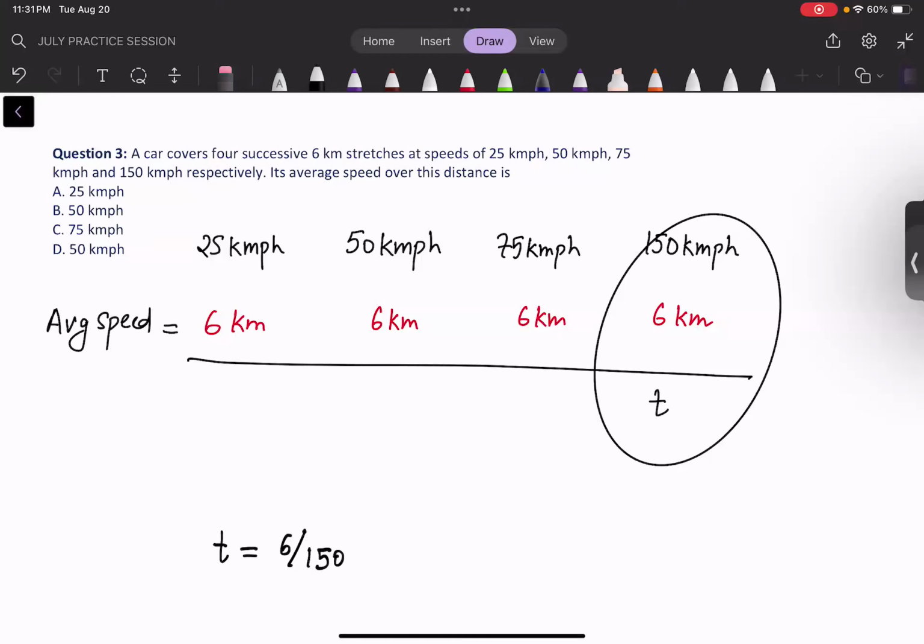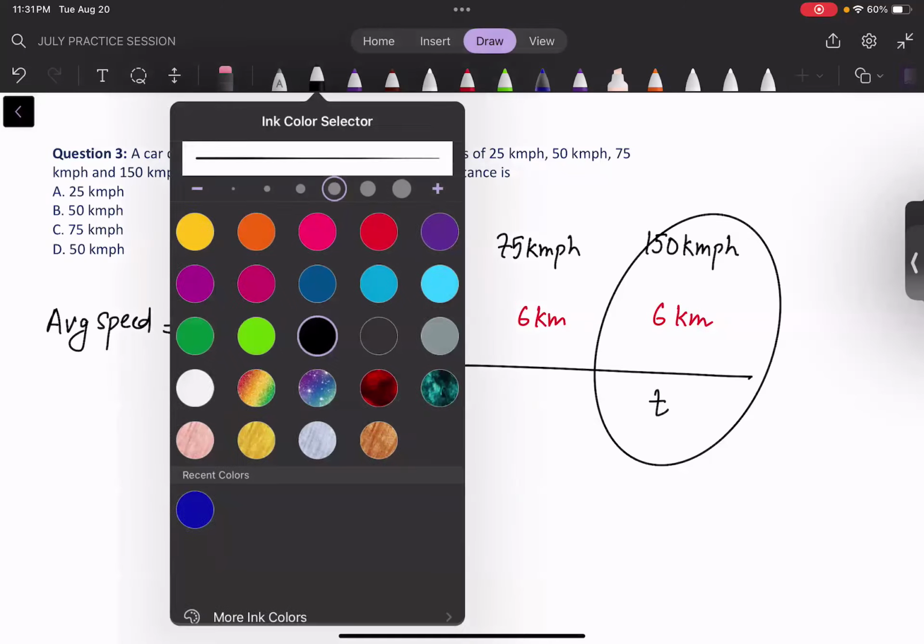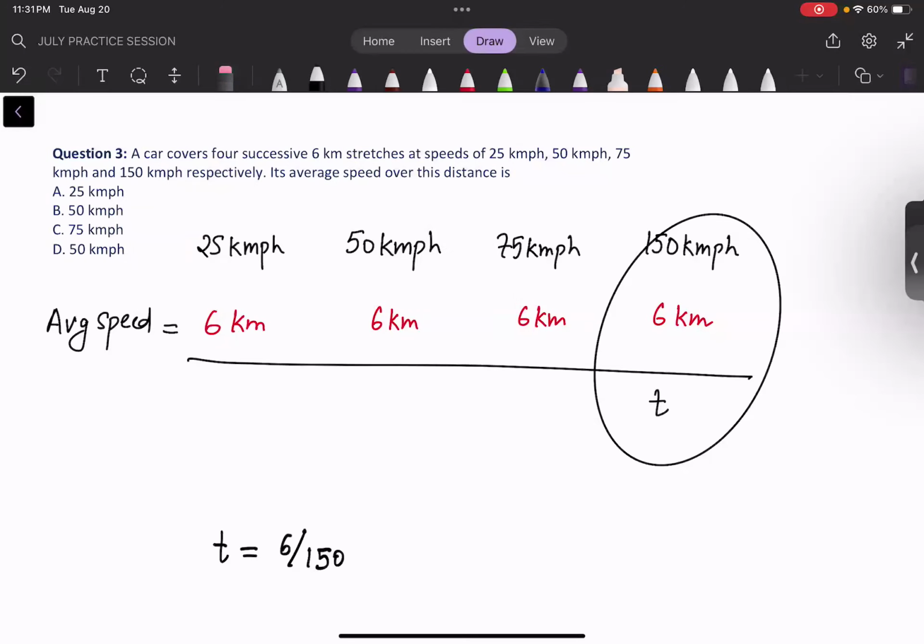Carefully answer. If you go at a speed of 150, you are taking a time t. If your speed becomes half, your time will become how much? The speed becomes half. 75 is half of 150. If speed becomes half, time will become double. So double is 2t.